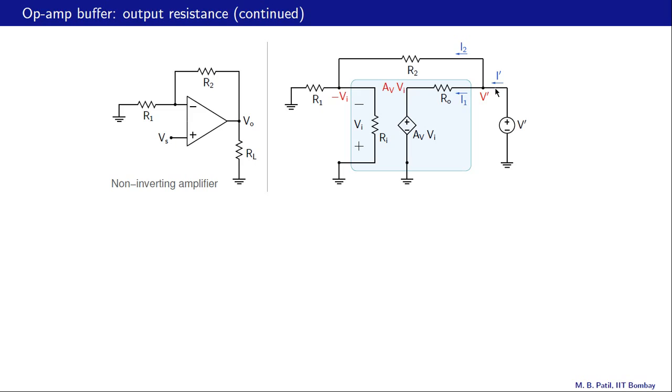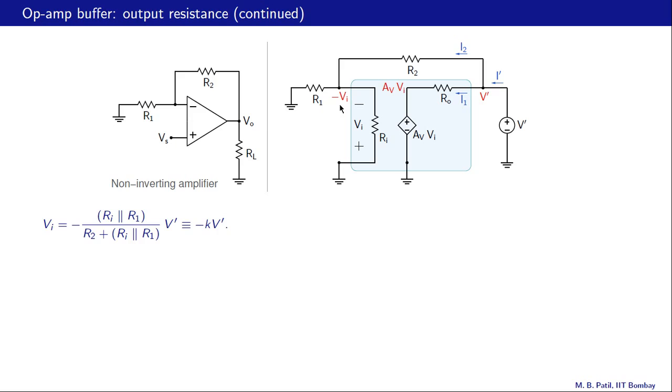Alright, to begin with, let us mark the node voltages. This node is at V prime with respect to ground. This node is at AV times Vi with respect to ground again, and this node is at minus Vi with respect to ground.